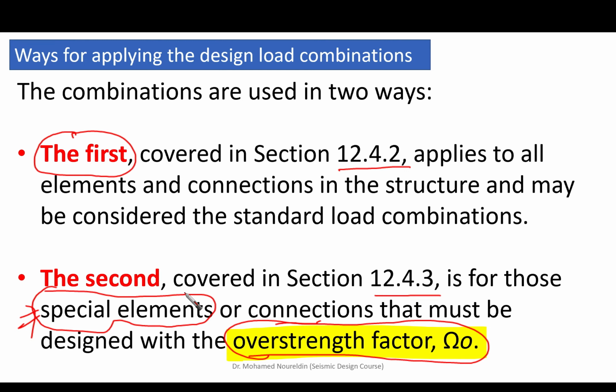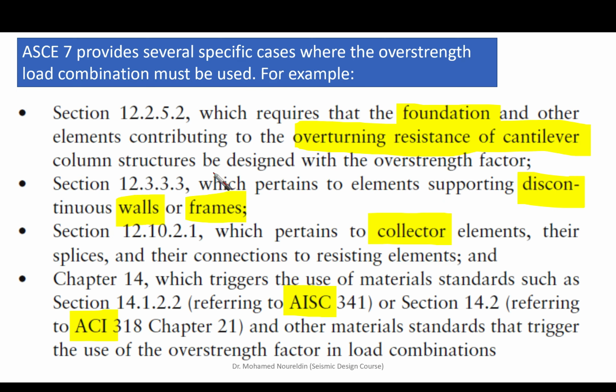Okay. ASCE provides several specific cases where the overstrength load combination must be used. What are the cases where we need to use the overstrength factor? We have different cases actually. Here there are 4 different examples. Under these sections, we have, for example, the foundation and other elements contributing to the overturning resistance of cantilever column structures.